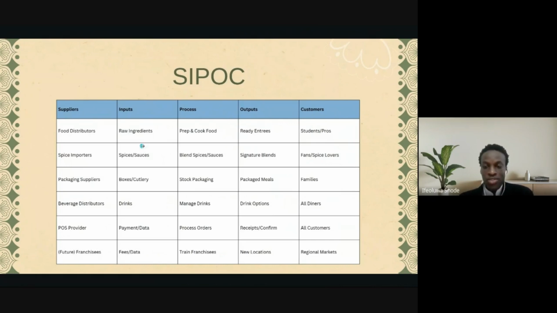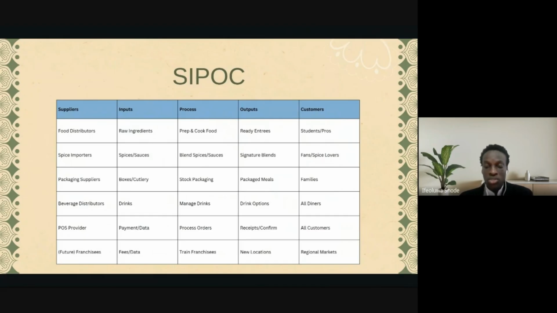To go in depth into the SIPOC diagram, we just pick one of the headings, which is the food distributors. Having food distributors like Tyson Foods, which can supply us meat and chicken, ensures that we are sourcing from people who are really great at providing food. Then we prep these raw ingredients, like the meat or chicken, and cook them, making sure they're ready for the customers to pick.